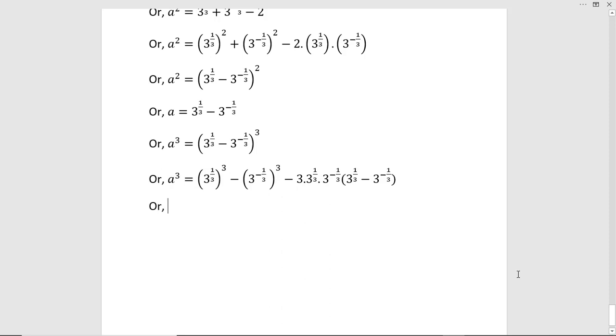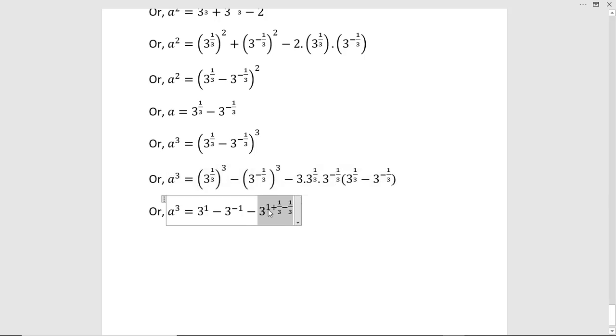So we can write a cube as 3 to the power 1 by 3 whole to the power 3, that is, when 1 by 3 and 3 are multiplied, it will be 1. 3 to the power 1, 3 to the power minus 1, here the power of 3 is 1, here the power of 3 is 1 by 3, and the power of 3 is minus 1 by 3.